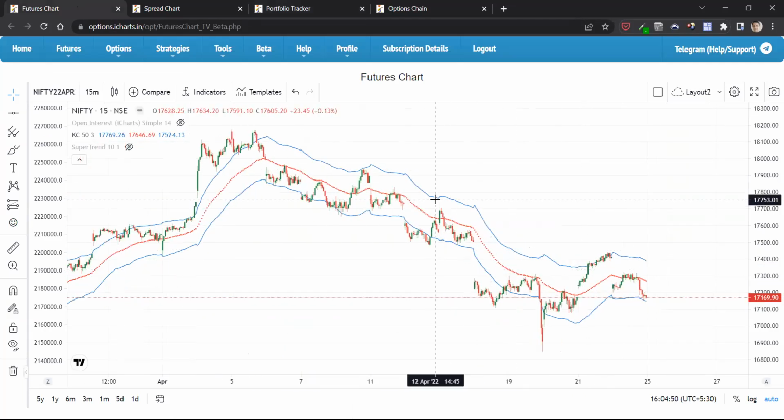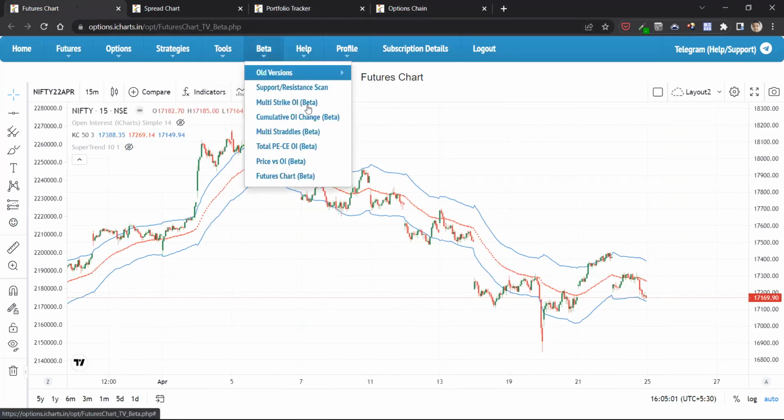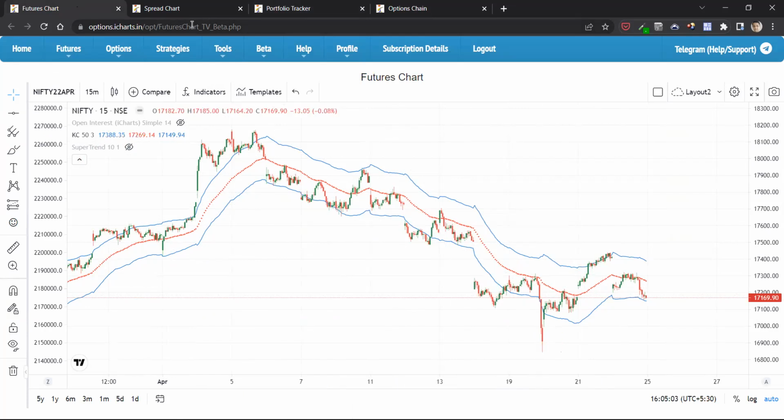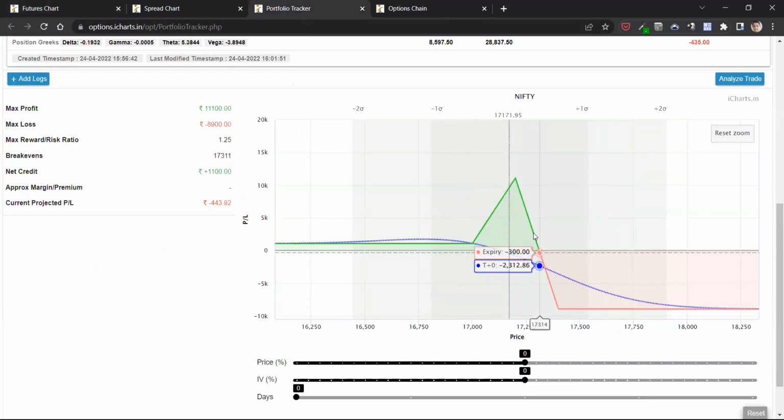For neutral, I have iron fly anyway. So these are my directional trades. I have described this in one of the earliest videos also, exactly how I would do that. I mostly was using monthly expiry at that time, but I currently use weekly expiries also for trading this.